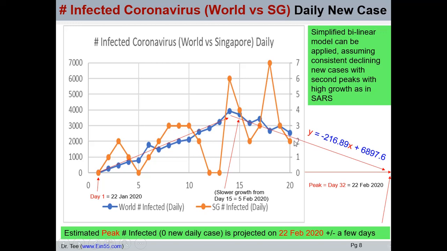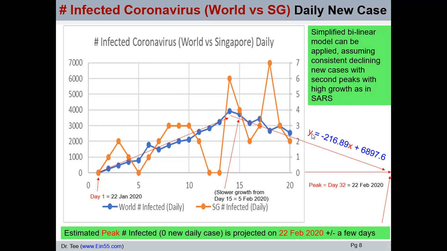But at the same time, it's best we still monitor the trend based on the newly reported data every day to fine tune the model. But ideally, it means that this nightmare may have another 1 or 2 months to go. So it means in February, we may reach the worst case of the coronavirus. It may reach a peak before the end of February.